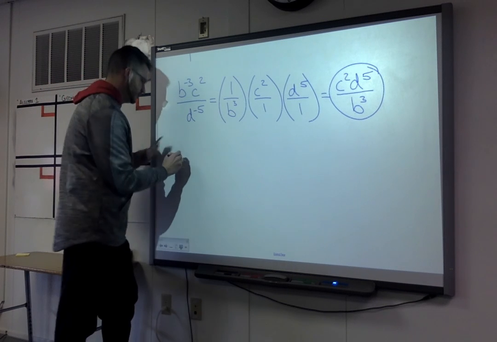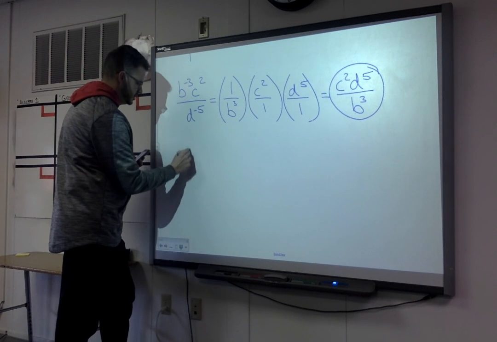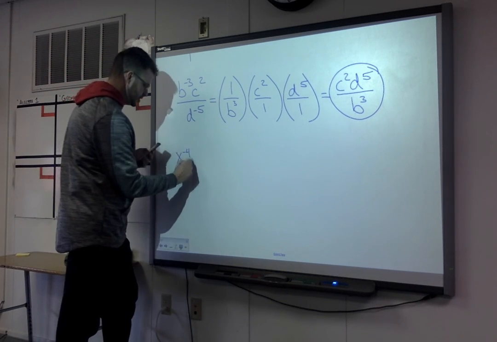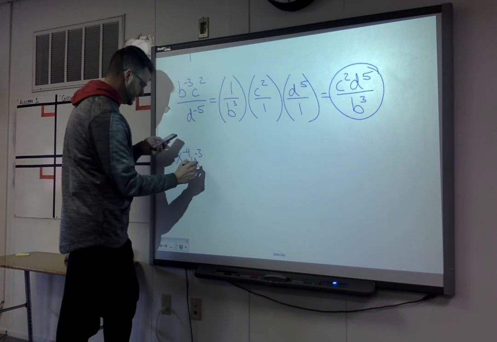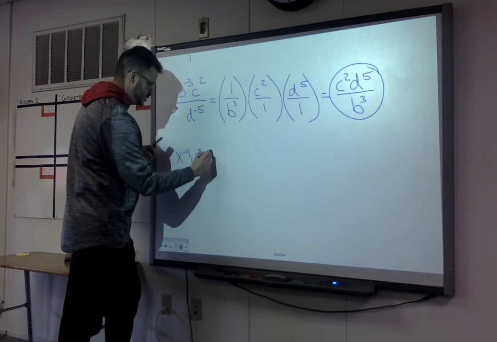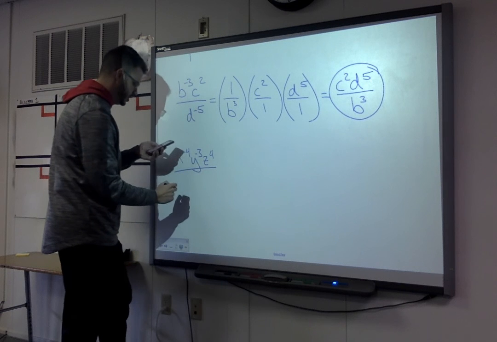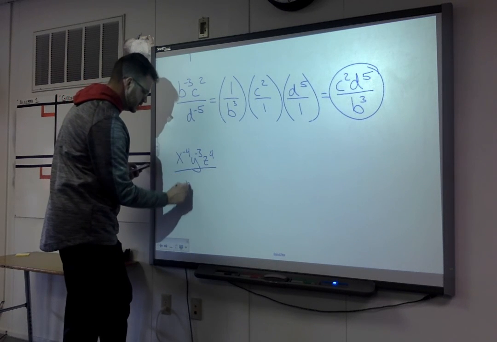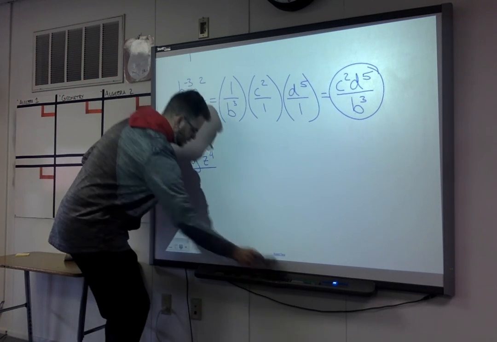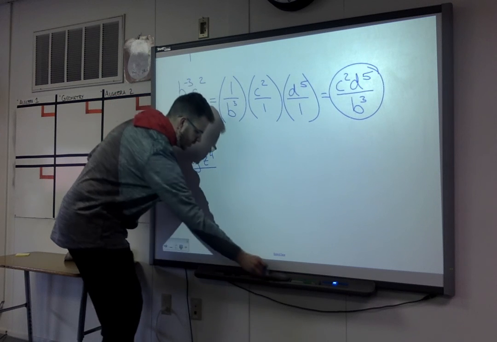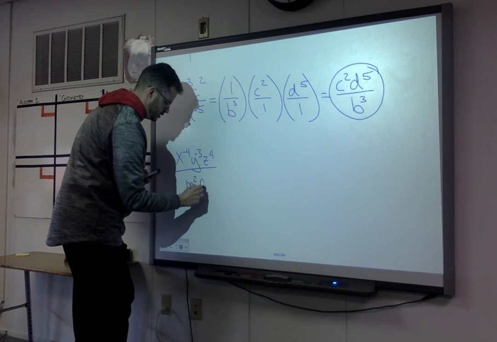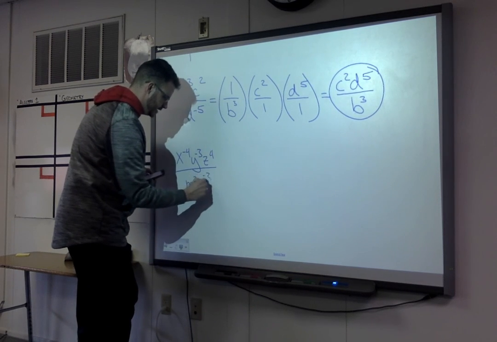We have x to the negative 4th times y to the negative 3rd times z to the 4th all over m squared times n to the negative 3rd power.